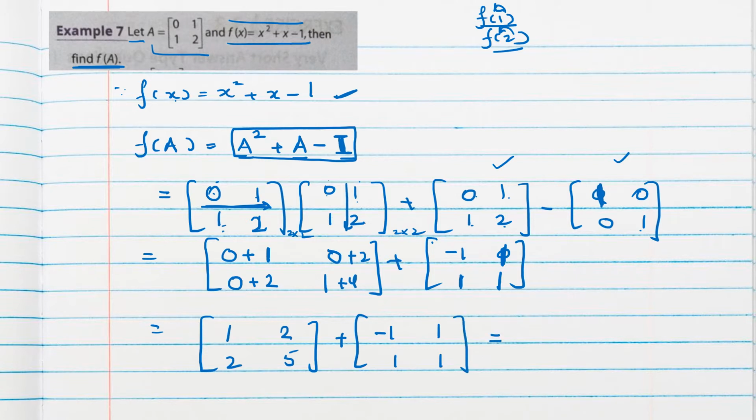Now we can add corresponding elements. The first row first element will be added to the first row first element of the second matrix. So 1 minus 1, 2 plus 1, 2 plus 1, 5 plus 1. So the final answer will be 0, 3, 3 and 6.